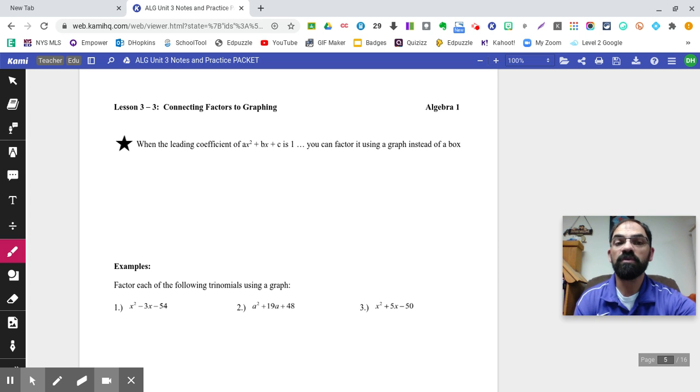Hopkins. Today we're moving on. We're still factoring trinomials. However, I'm going to show you that we can use our calculators and use the graph to help us factor. But at any rate, you can still go back and just factor it like we normally do. So it says factor each of the following trinomials using a graph.